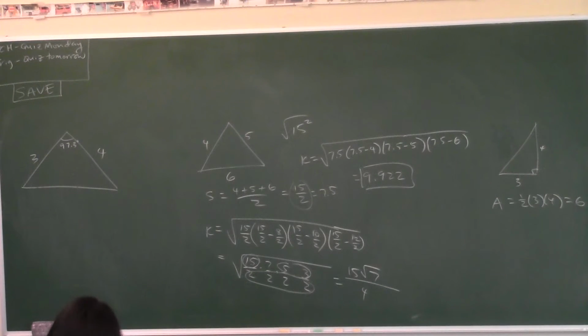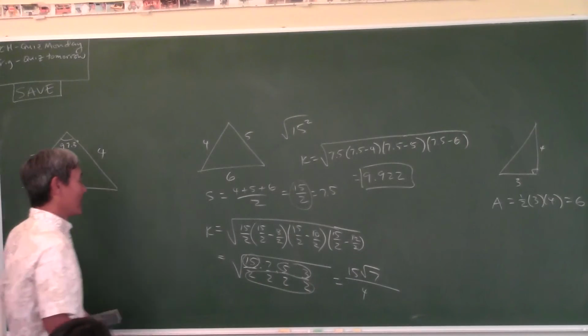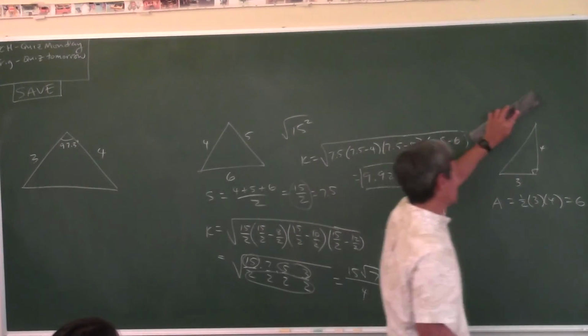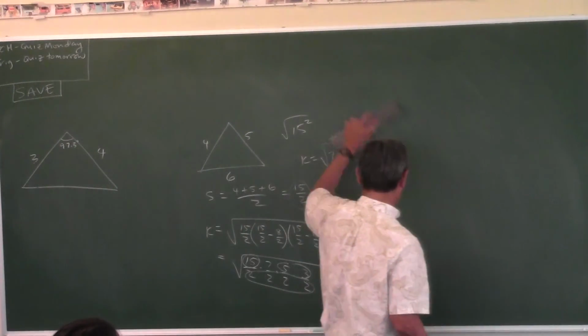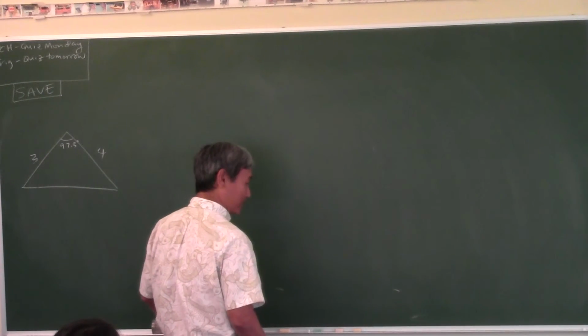Okay, now, how do you compute the area of a triangle if you know 2 sides and the included angle? In other words, the angle in between those 2 sides. Now, I'm going to erase this. I'm going to derive it for you, because you don't want to just know the formula, right?